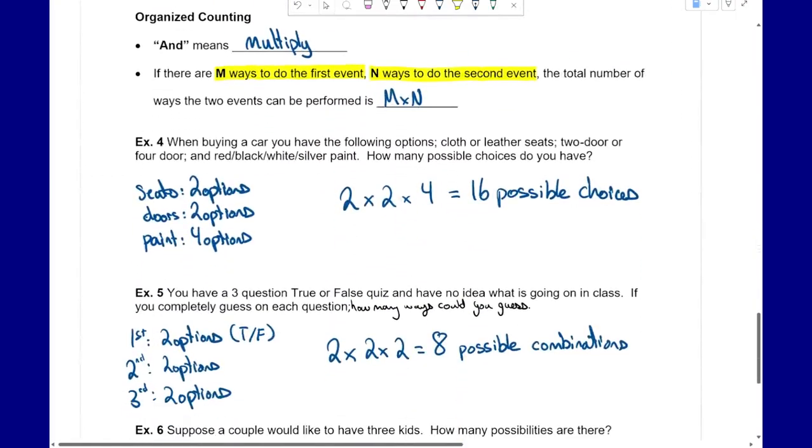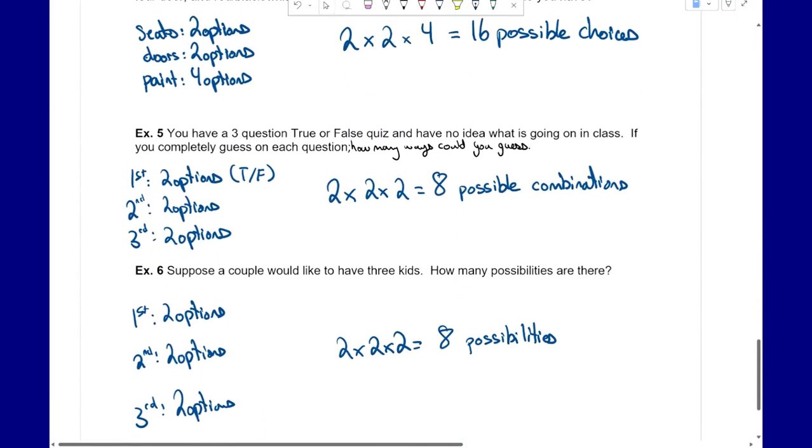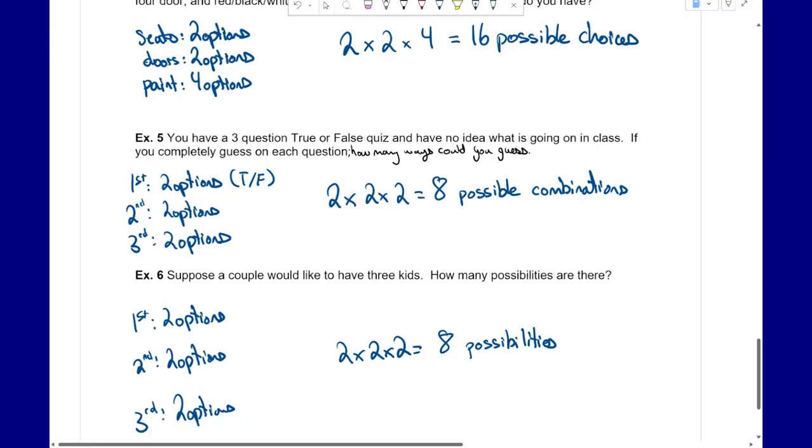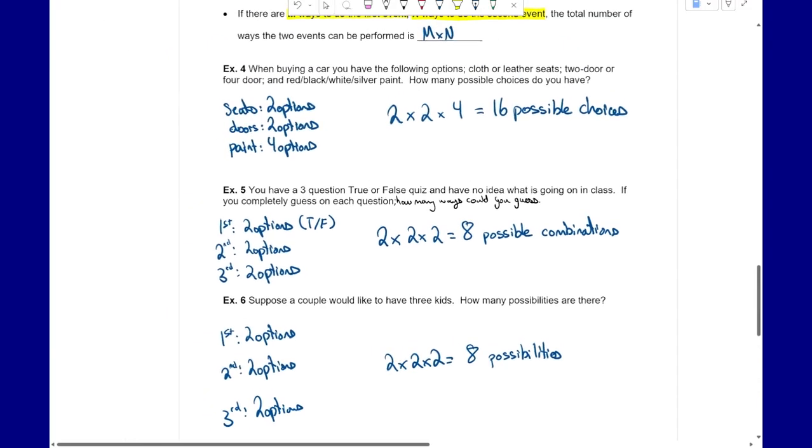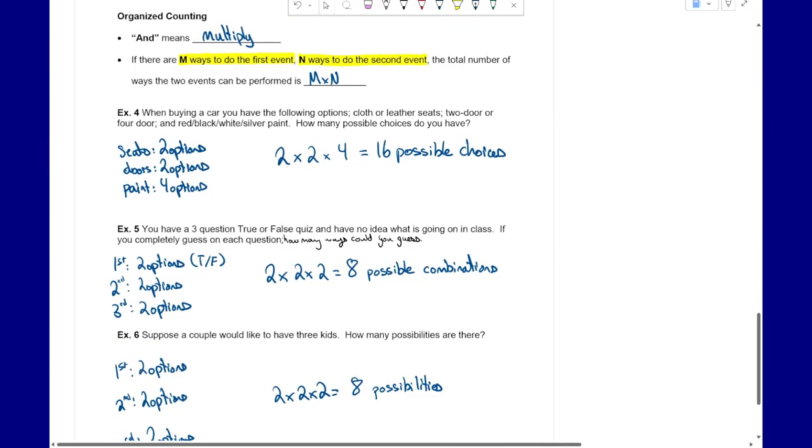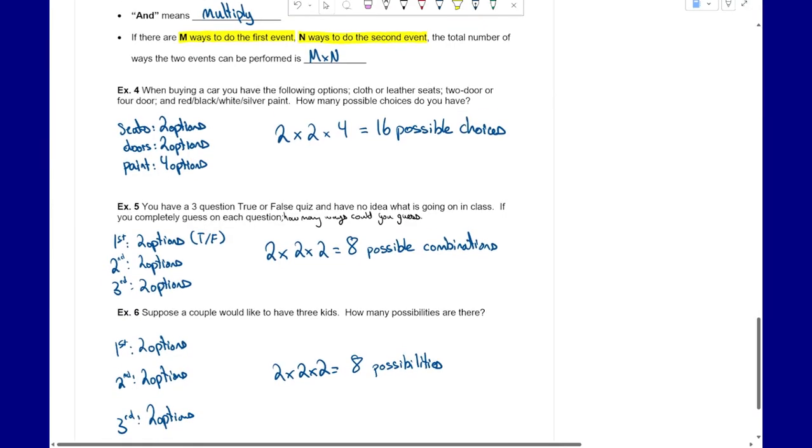So organized counting is a nice way where we can quickly multiply numbers to see how many possible options there are without having to worry about drawing a tree diagram. Now, the only downside is we don't get to see the actual different outcomes. But again, sometimes that may not be a concern. We're more concerned about the number of possible outcomes and not what they are. If that is the case, then we do have an easier way to determine that. But if we do need to know the different ways, maybe for a probability question, then we might still have to do the tree diagram.